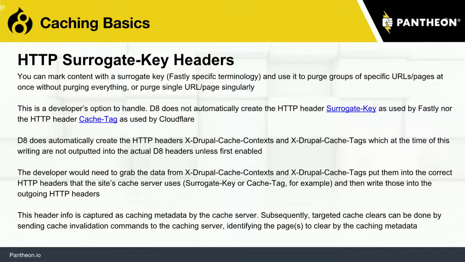At Fastly, it's called the surrogate key, and at Cloudflare, it's called the cache tag.